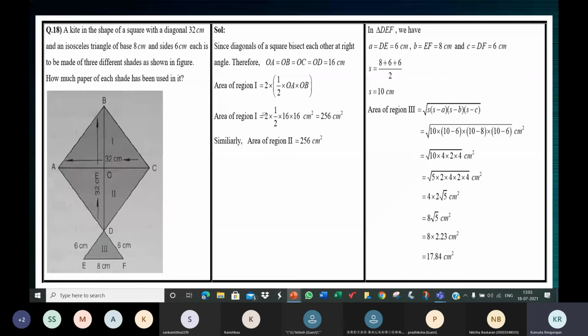That's what you see here: 2 into half base into height. That is, find half base into height and double it. You can do it like this or like the way we discussed. So take the entire triangle, base is 32, height is 16.